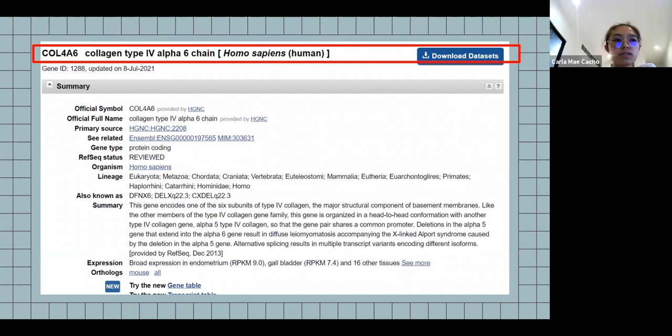With the help of the accession number and the NCBI search, it was found that the collagen of our choice has a gene of collagen type 4 alpha 6 chain with a symbol of COL4A6. Now for further details, it will be presented by Bianca Miliola.